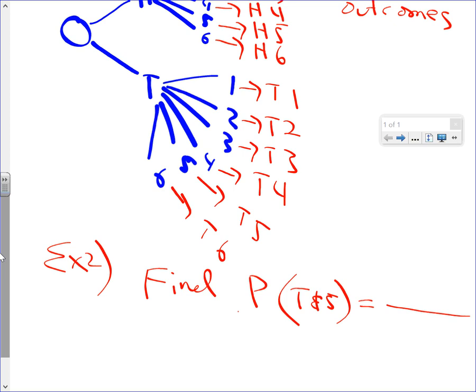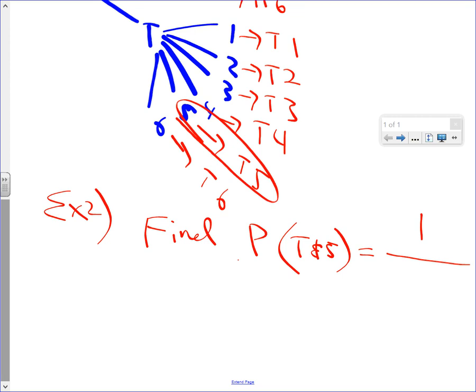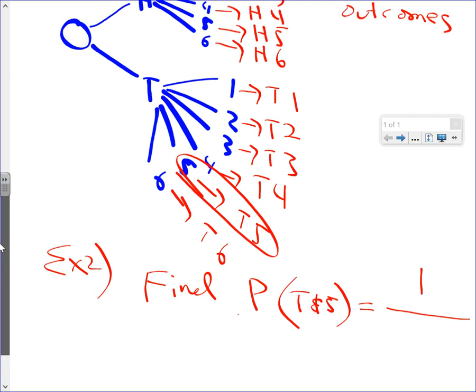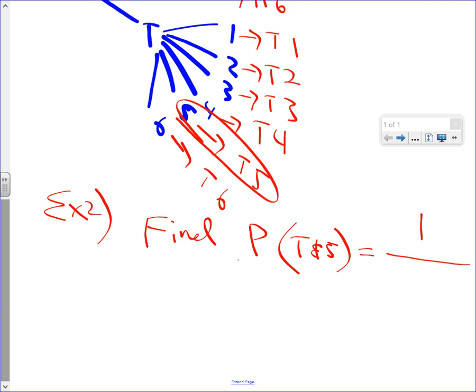So from this morning, the numerator is called favorable outcomes. Favorable means what you're looking for. Well, what do we want? We want the tails and the 5. Out of the 12 outcomes, which one is a tail and a 5? How many of them? Only one. It's right here. So there's my numerator. And then, like Murillo said, the denominator is the total possible outcomes. That's 12.